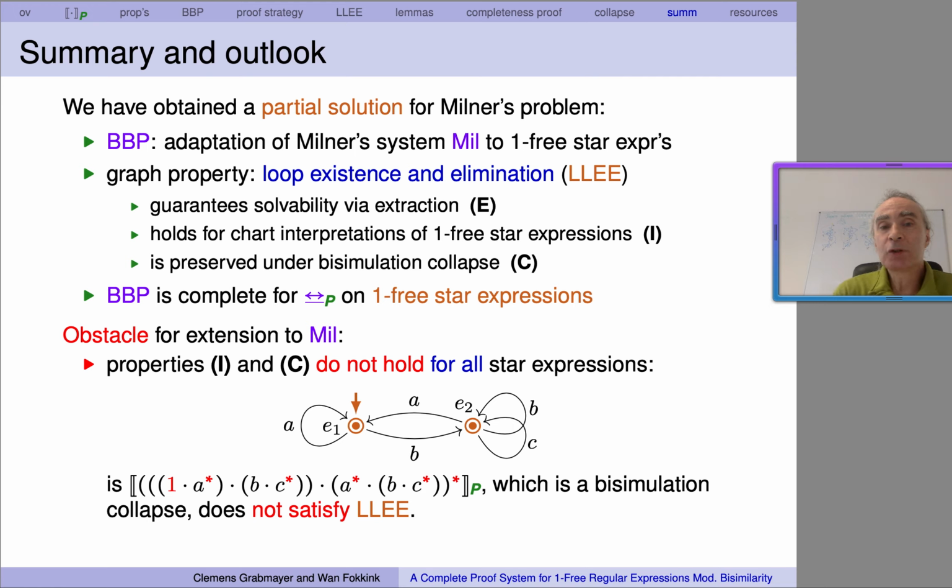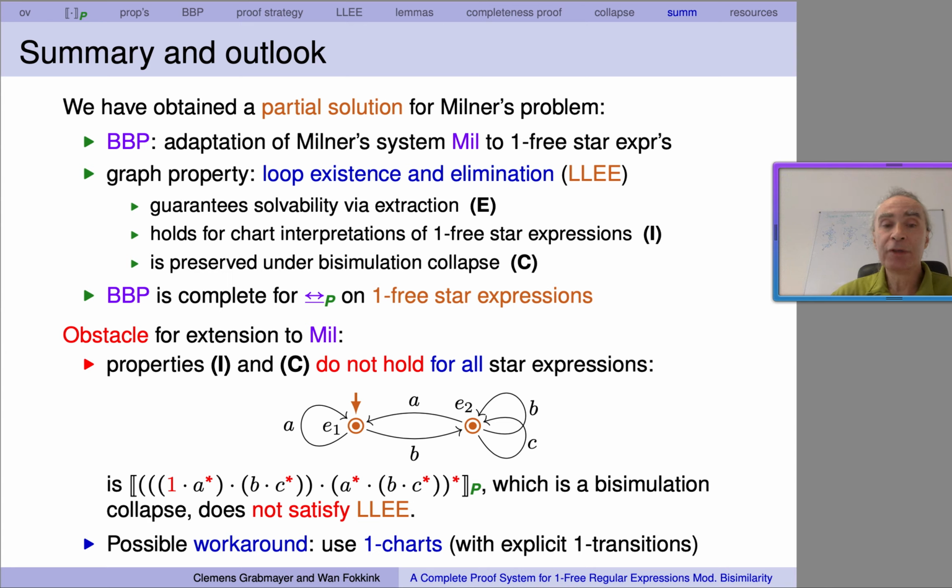Now the important question, would that be also possible to use for Milner's system? Well, perhaps, but that's not clear from the outset, because two properties, I and C, do not hold for all star expressions. So you see here a chart, which is the chart interpretation of a star expression with 1 and unary Kleene star, which is a bisimulation collapse but does not satisfy the property Lie.